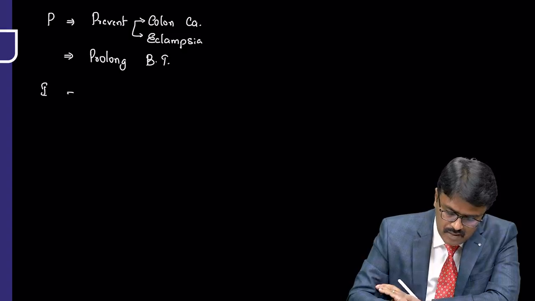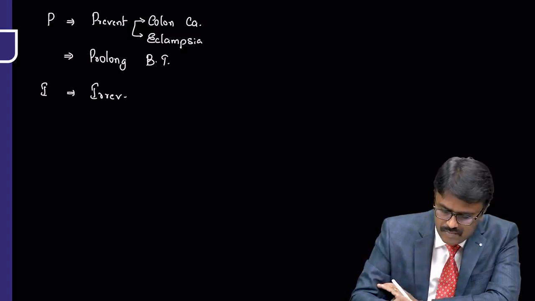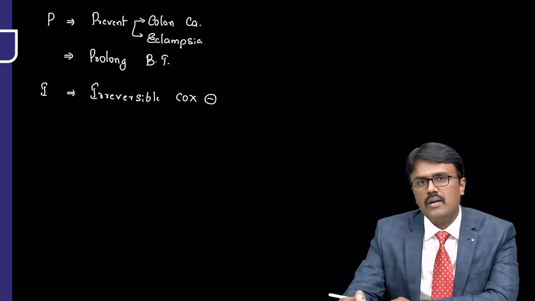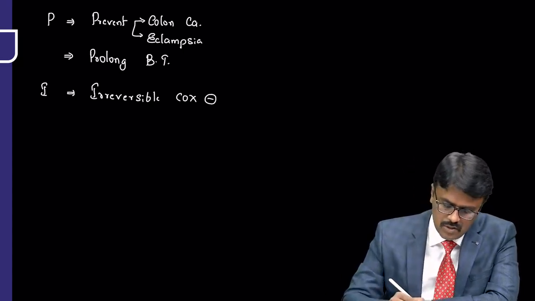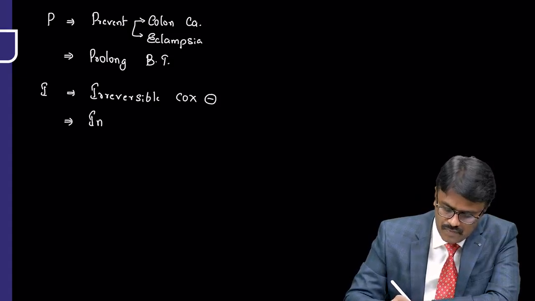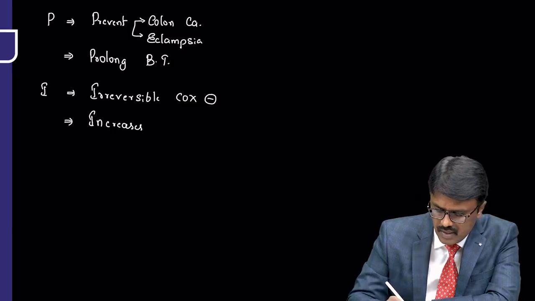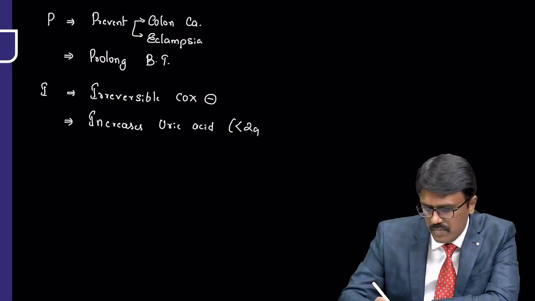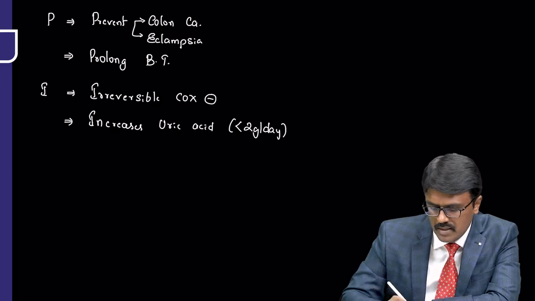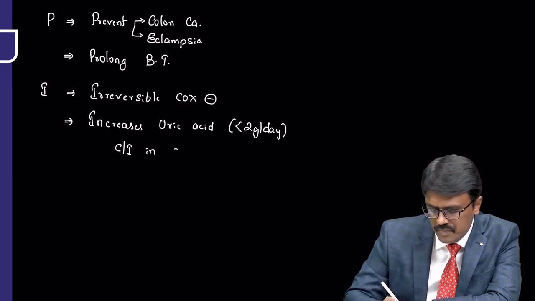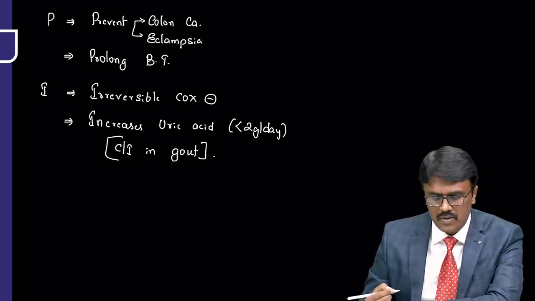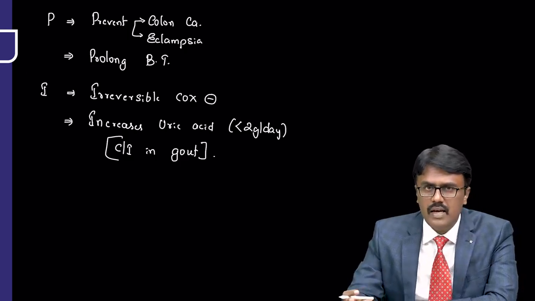Now I means it's an irreversible COX inhibitor. This is the only irreversible COX inhibitor that we are using in therapy. One more I is that it increases uric acid. It increases uric acid if you are using it at less than 2 grams per day. And that is the reason this is contraindicated in gout patients. Aspirin is contraindicated in gout patients because in gout the uric acid is already very high. We don't want to take a risk. Now we are done with A, S, P, I.